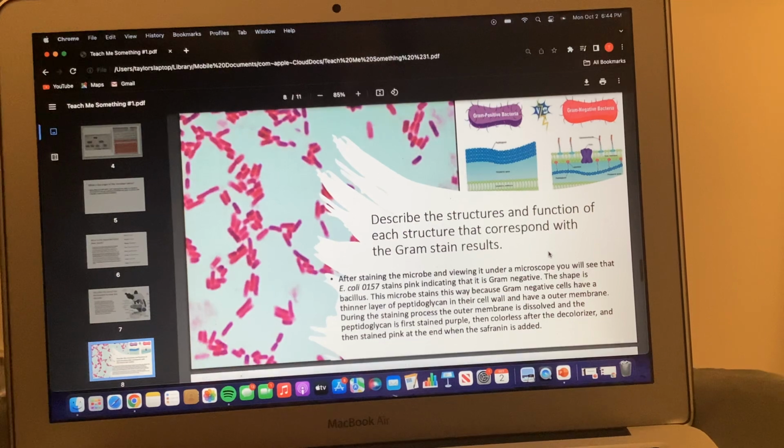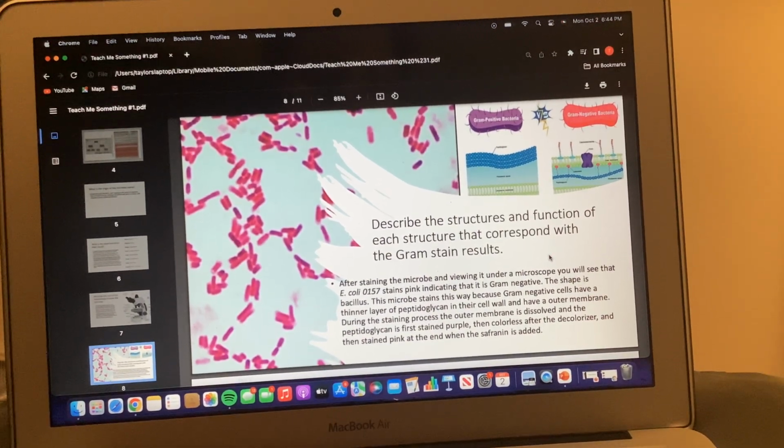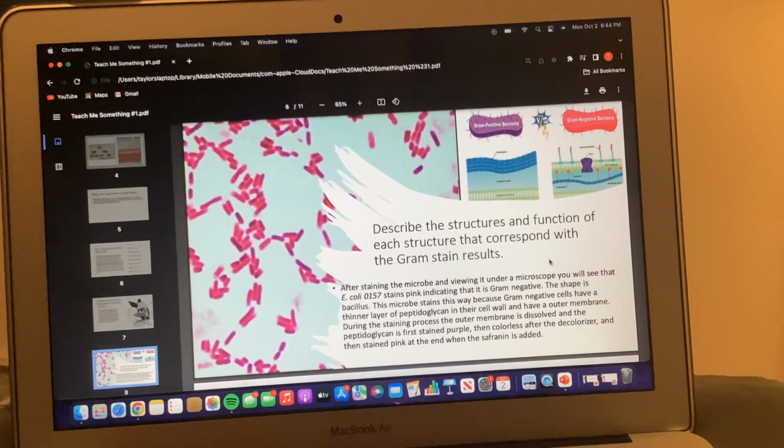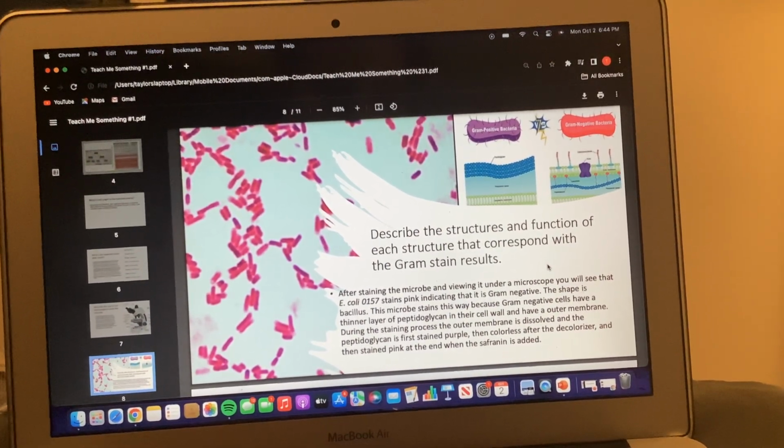During the staining process, the outer membrane is dissolved and the peptidoglycan is first stained purple, then colorless after the decolorizer, and then stained pink at the end when the safranin is added.